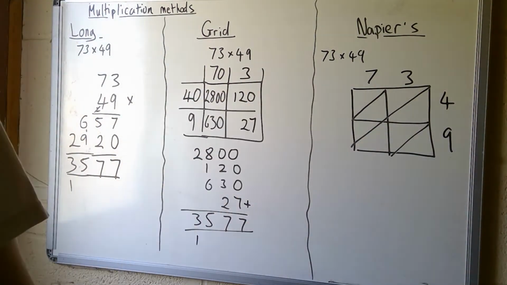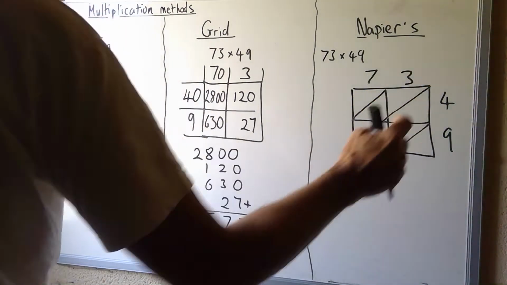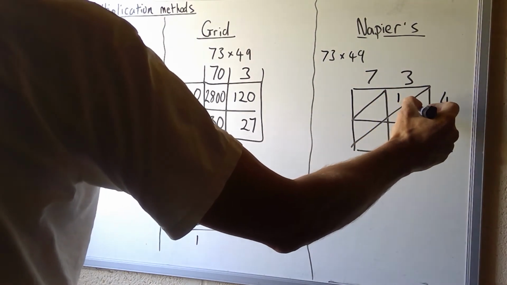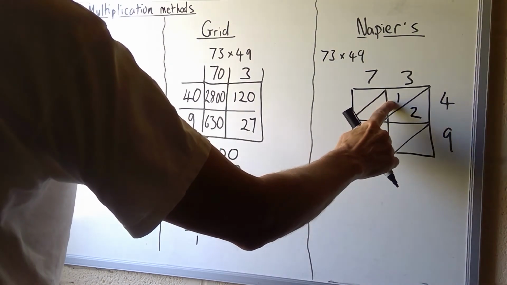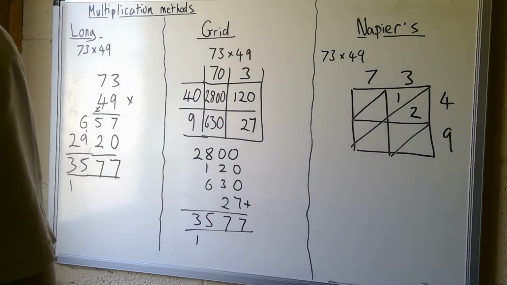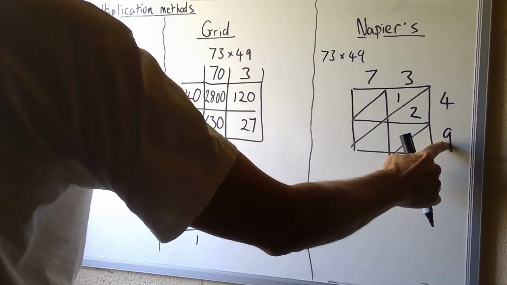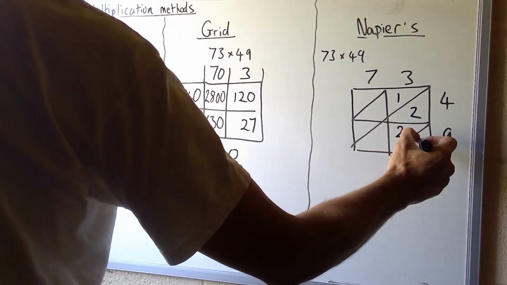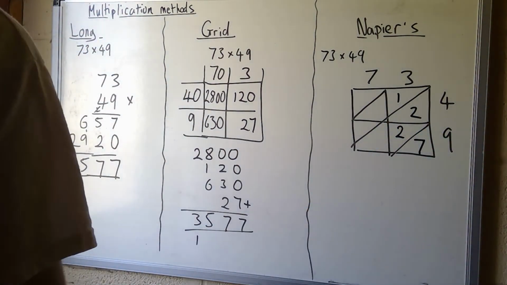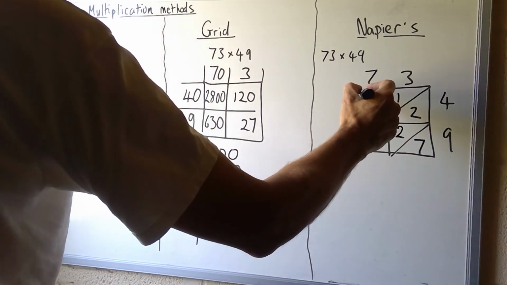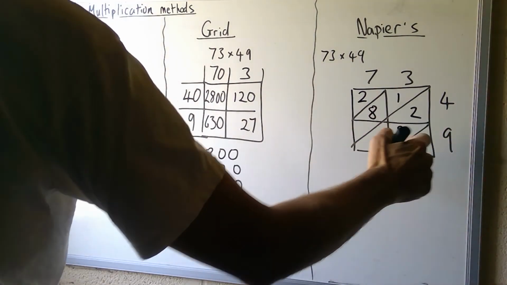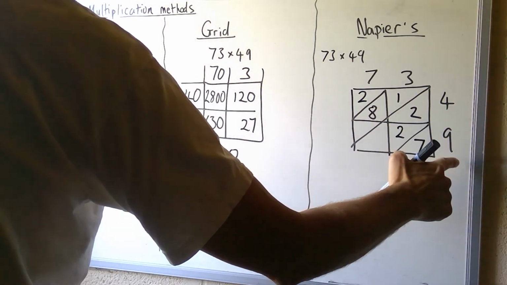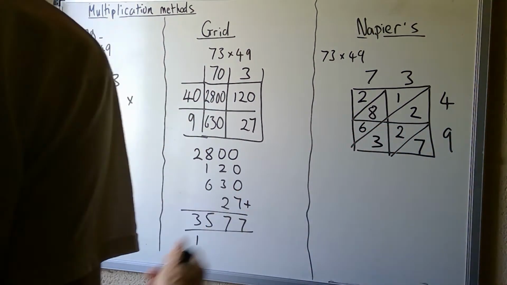Once again, like the other 2 methods, I perform 4 multiplications. 3 multiplied by 4 is 12. And I write the 12 like this. So each of these boxes is split into 2 triangles. The top triangle contains the tens column and the bottom triangle a units column. 3 times 9 is 27. 2 in the tens, 7 in the units. 7 4s are 28. And 7 9s are 63.